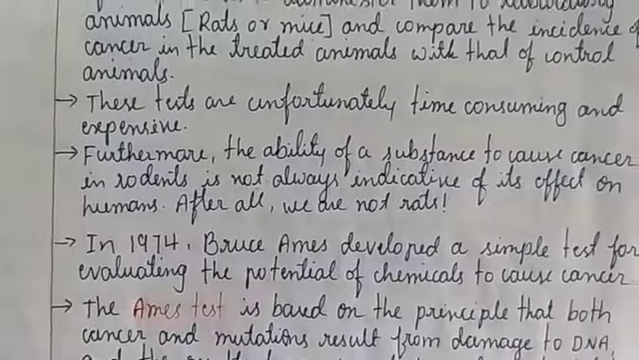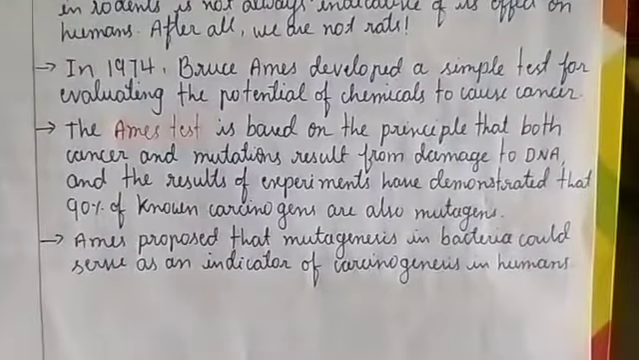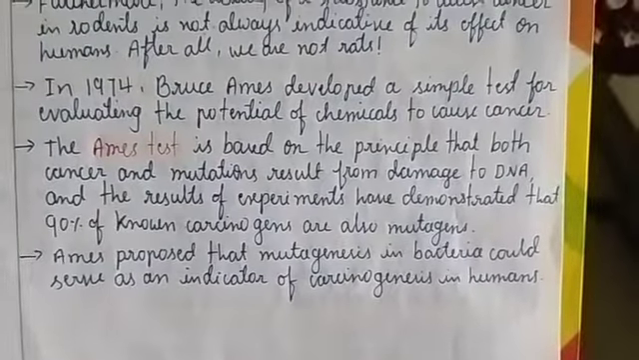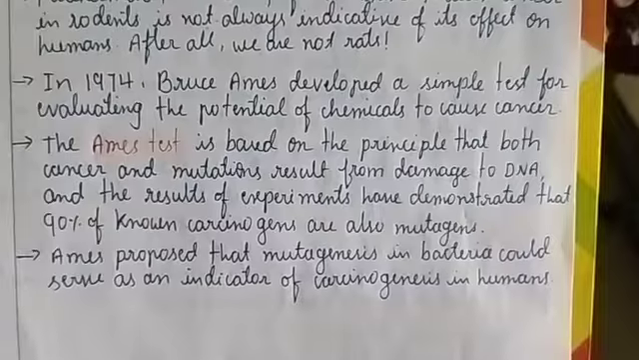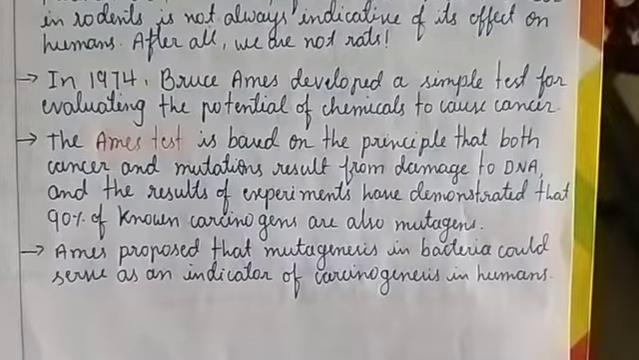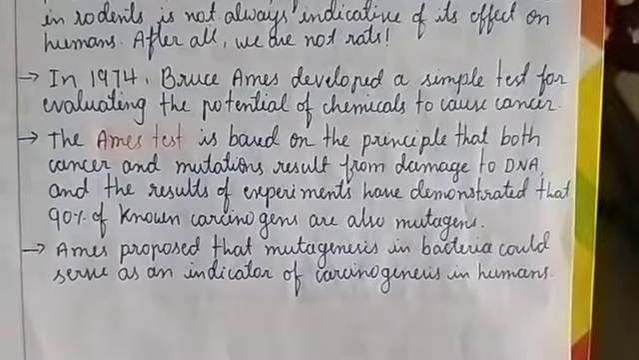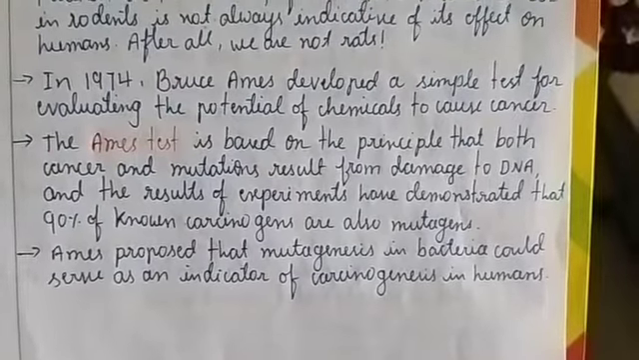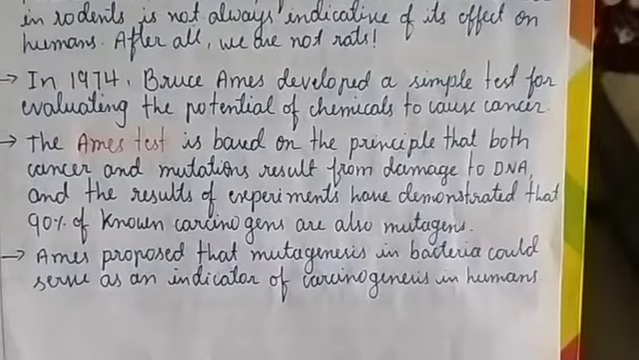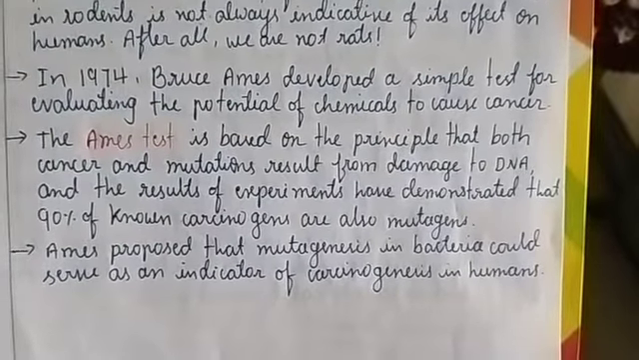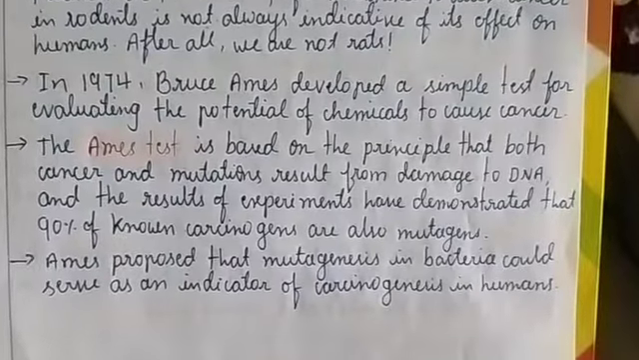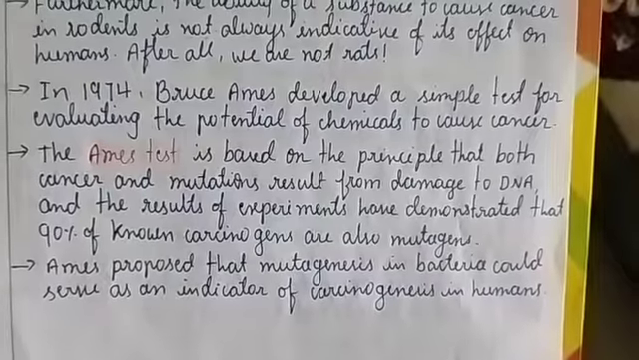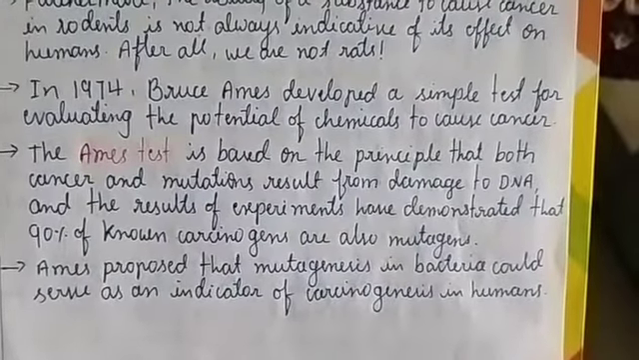Let us see. In 1974, Bruce Ames developed a simple test for evaluating the potential of chemicals to cause cancer. The Ames test is based on the principle that both cancer and mutations result from damage to DNA, and the results of experiments have demonstrated that 90% of known carcinogens are also mutagens. Ames proposed that mutagenesis in bacteria could serve as an indicator of carcinogenesis in humans.